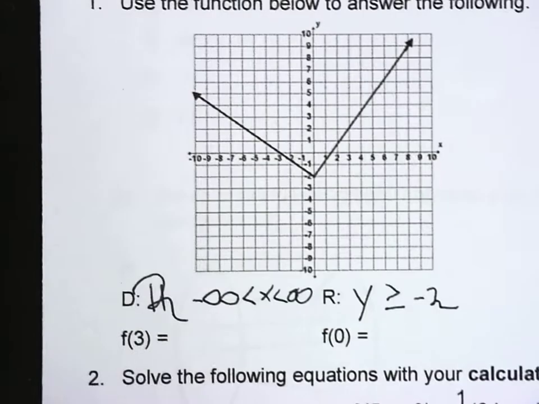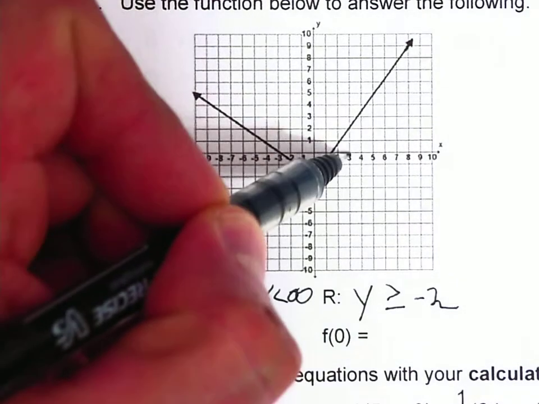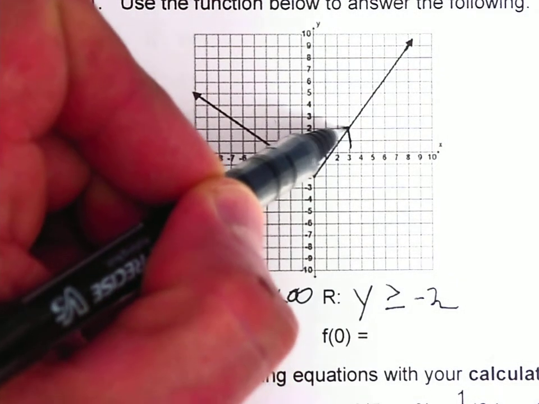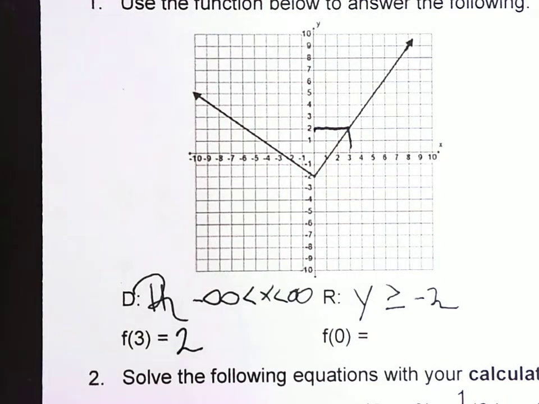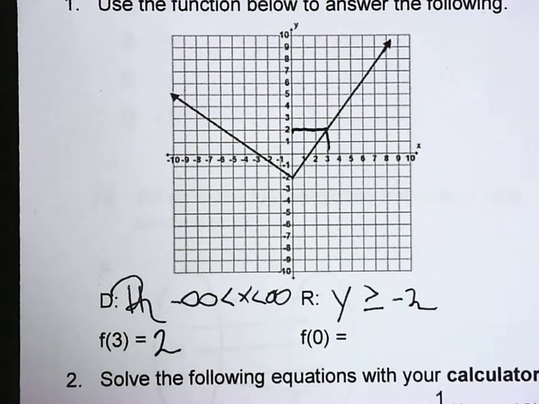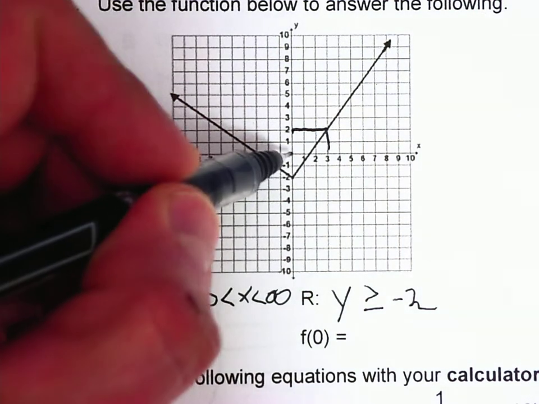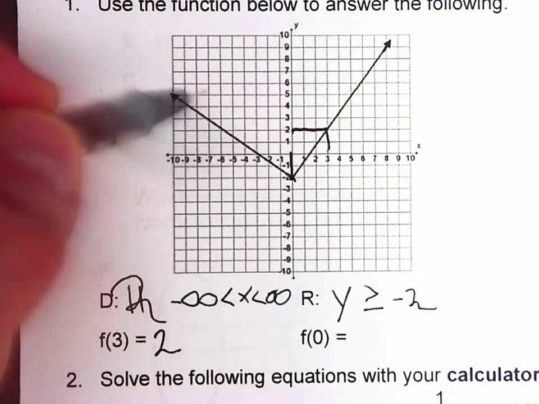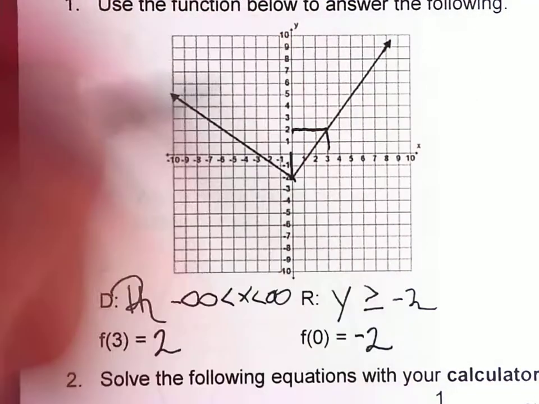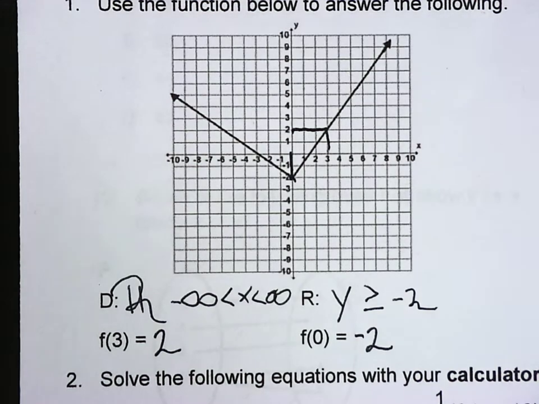The next two questions have to do with individual values. We want to know what's the value of the function when x is 3. So if we go to +3 and we go up to where our graph is, and we find the corresponding y value, we get a 2. Our next question is about what's the function value for f of 0. That means when we're at 0 on the x-axis, we hit our graph down here at -2. And those are the two solutions for that part.